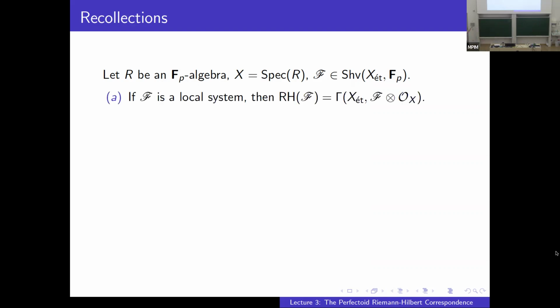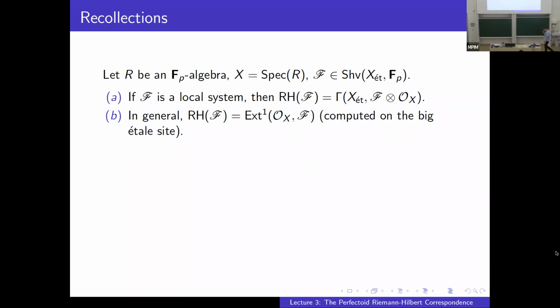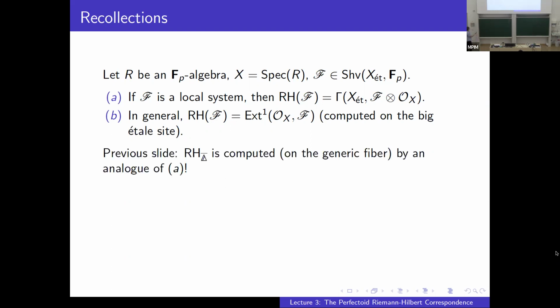First, I gave you an easy formula when F is a local system. What you were supposed to do is just take F, tensor it with the structure sheaf of X, and take its global sections. And the general formula was that this Riemann-Hilbert functor was given by some Ext group on some big étale site. So what I was saying on the previous slide is that this RH prism bar is computed by a formula that looks like A. The difference is that it's now not on the étale site of X, it's on the étale site of this perfectoid space.